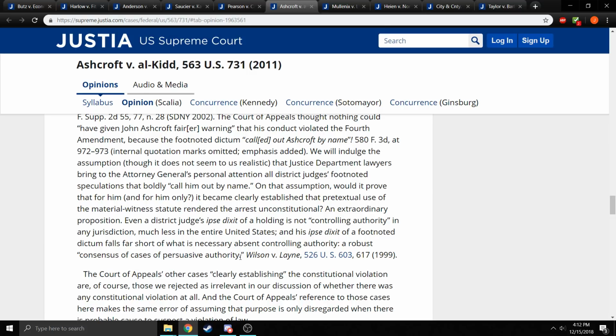So under Ashcroft v. Al Kidd, if 6 other circuits have made a determination about what is a violation of somebody's rights, that should work under Ashcroft v. Al Kidd. But we'll find that has changed.